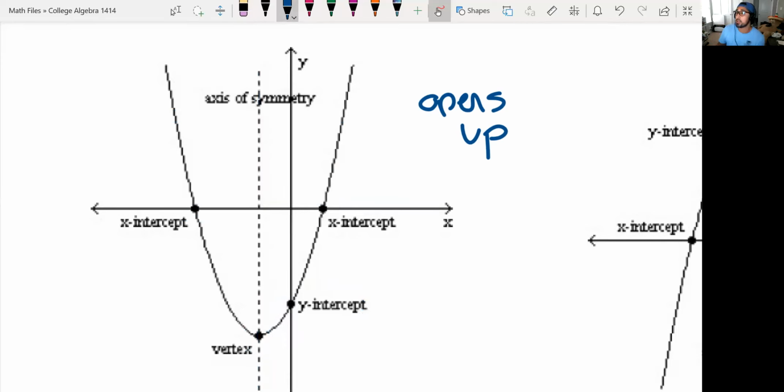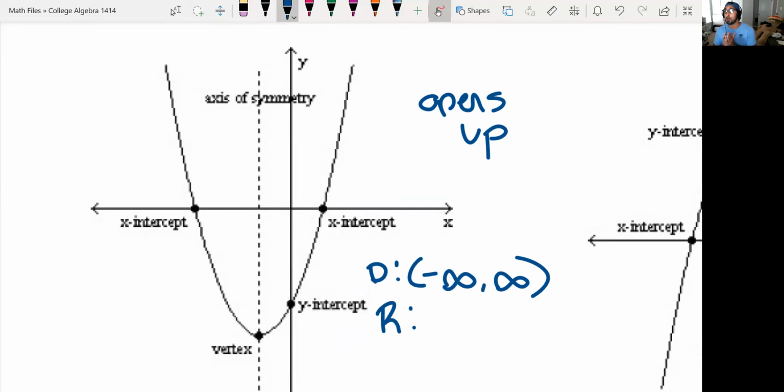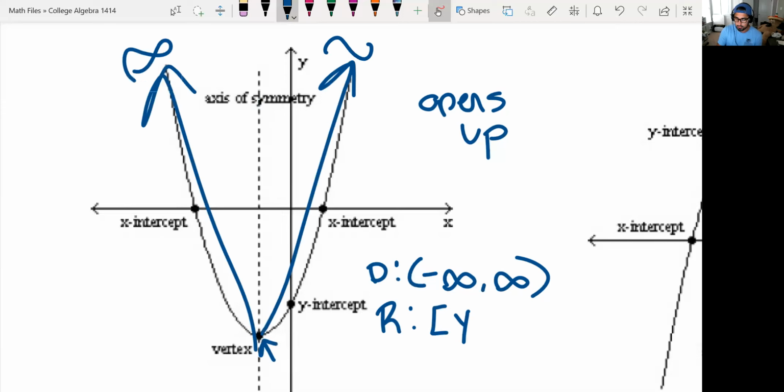And some other things to note, just like we said above, the domain of any parabola or quadratic function is always all real numbers. The range for a parabola that opens up will start at the y value of the vertex. So it'll start at bracket y, and then these tails head towards positive infinity. So the range will start at the y value of the vertex and head towards infinity.